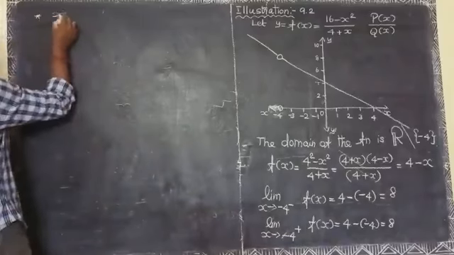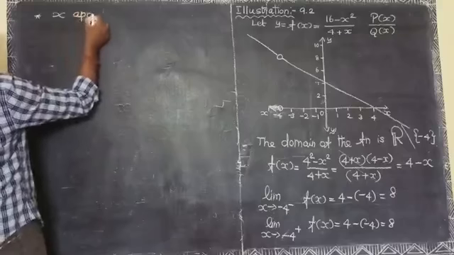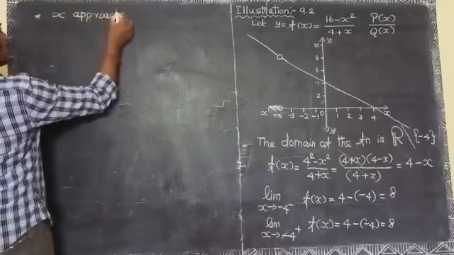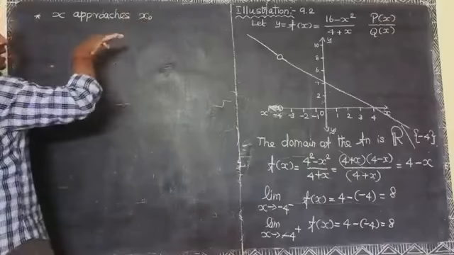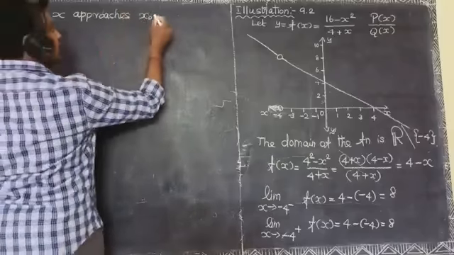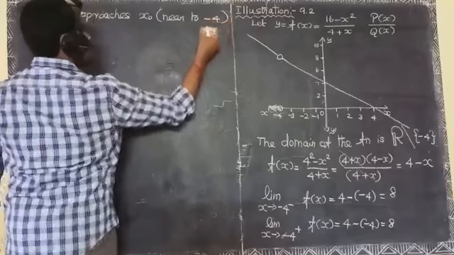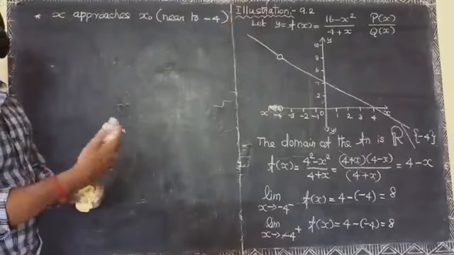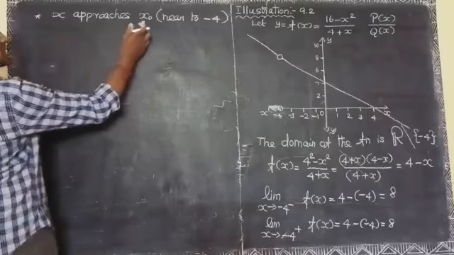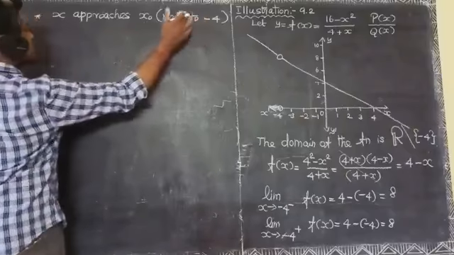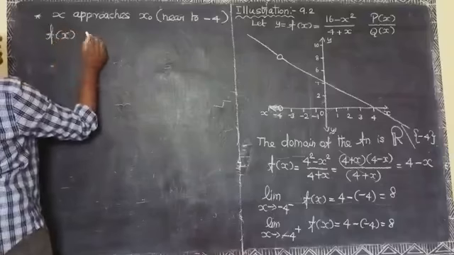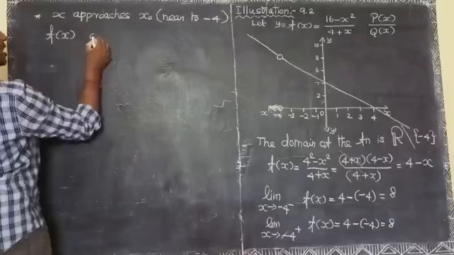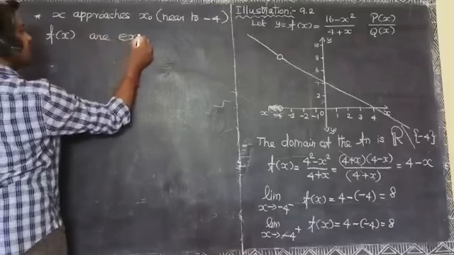Here x approaches x naught, that is near to minus 4, from both either side. x approaches x naught near to minus 4 means the limits of f of x exist.